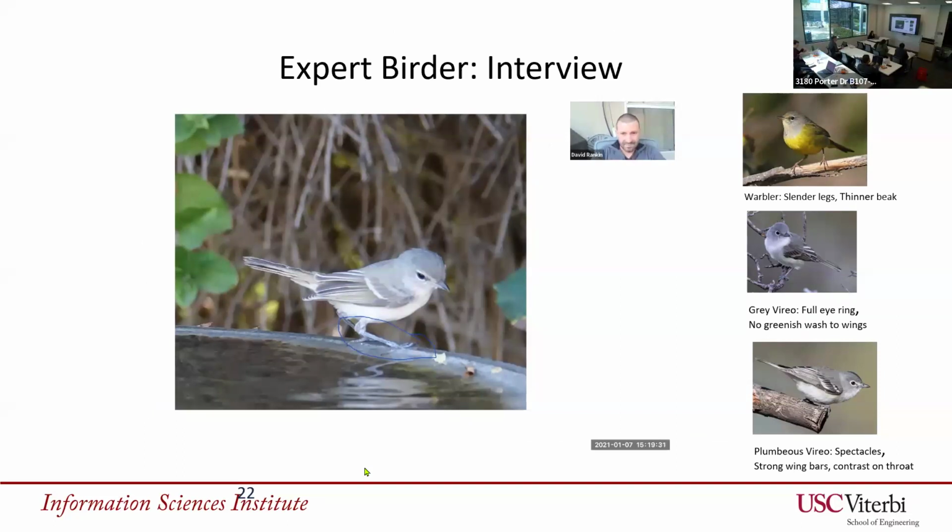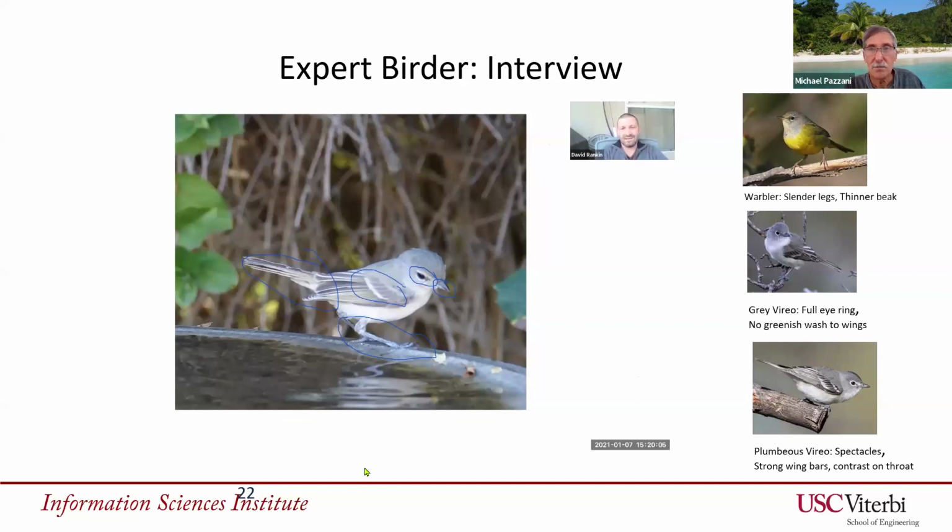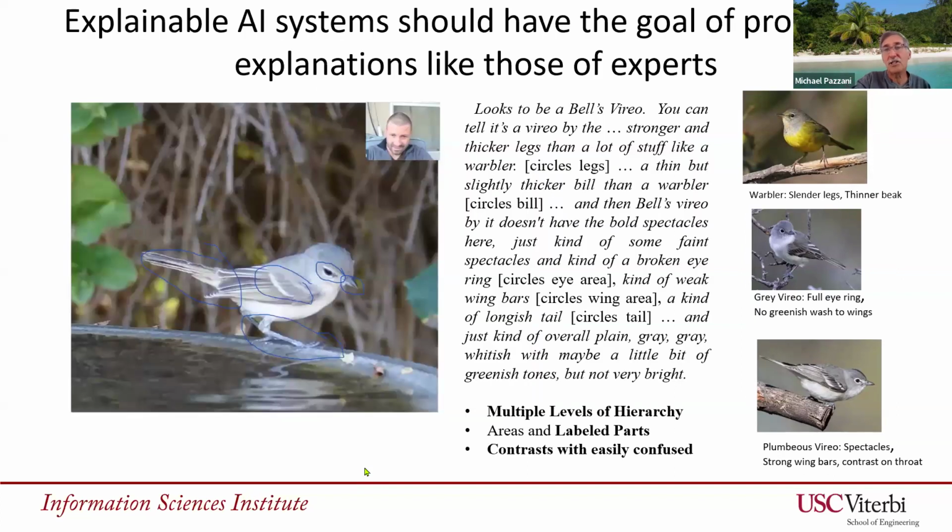The bill is hard to see the shape of, but it looks like a thin but slightly thicker bill than a warbler. And then we get to Bell's Vireo. It doesn't have the bold spectacles here, just some faint spectacles and a broken eye ring, weak wing bars, a longish tail, and overall plain gray-whitish with maybe a little bit of greenish tones, but not very bright.